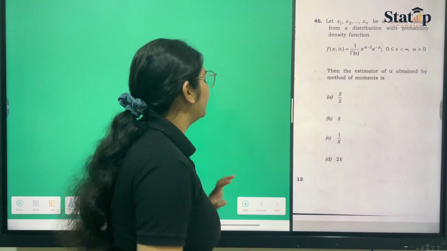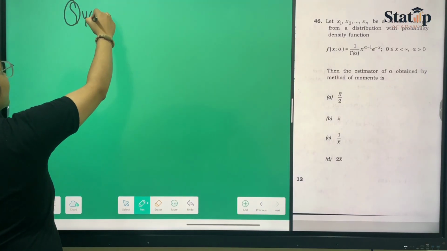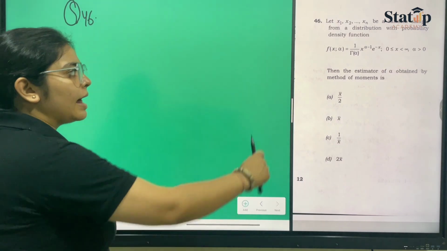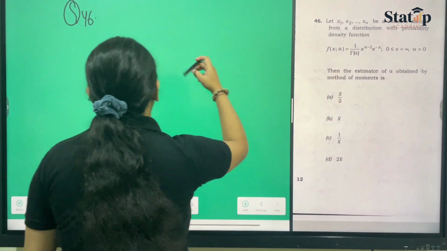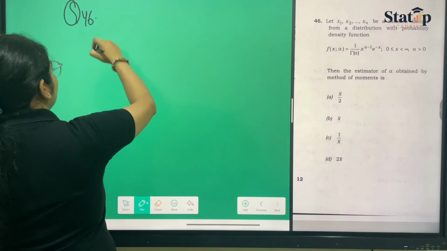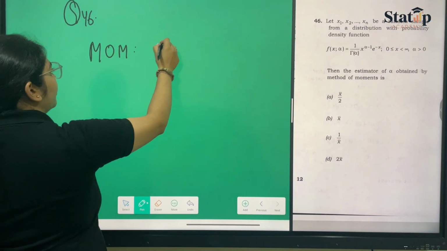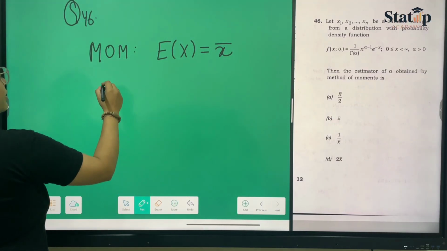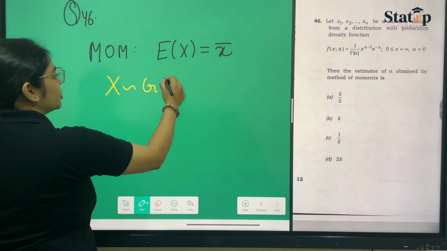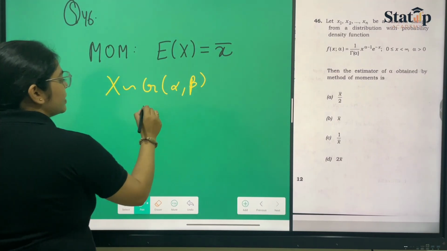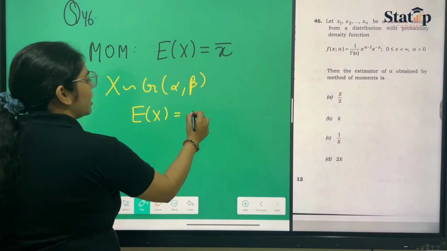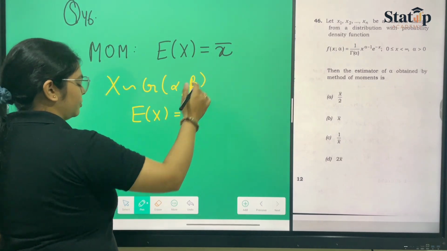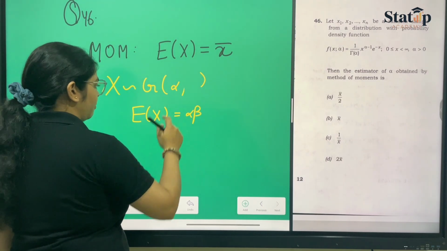Now moving towards another question. Question number 46. Here they have given us the method of moments. We have to calculate the method of moments estimator, and the distribution, if you see it properly, is a gamma distribution. Now for the method of moments, let us first see the formula. Again, I am telling you, expectation of x should be equal to x bar. This is the formula. If x follows a gamma distribution with parameters alpha and beta, then expectation of x is equal to alpha beta.